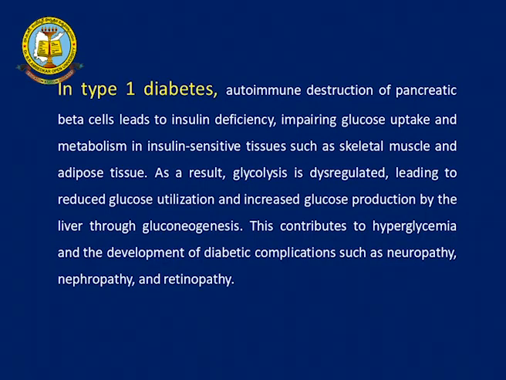We have to analyze the skeletal muscle and adipose tissue regions and the brain cells and RBC cells regions and how they are supplied through the glycolysis and gluconeogenesis processes. This contributes to hyperglycemia and the development of diabetic complications such as neuropathy and retinopathy. So, based on that, we use medication to control glucose levels, glycolysis metabolism and the gluconeogenesis process.